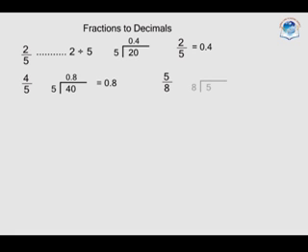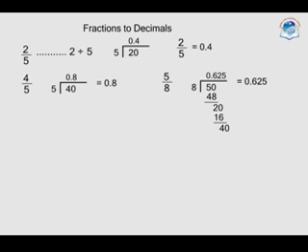5 over 8, we have 5 and 8. 8 goes into 5 0 times, and we put a decimal. We add 0 here. 8 will divide into 50 6 times. 6 times 8 is 48. We subtract and get 2, and add 0 to make 20. 8 goes into 20 2 times because of 16. We subtract, get 4, add another 0. 40. 8 goes into 40 5 times. And so 5 over 8 is equal to 0.625.